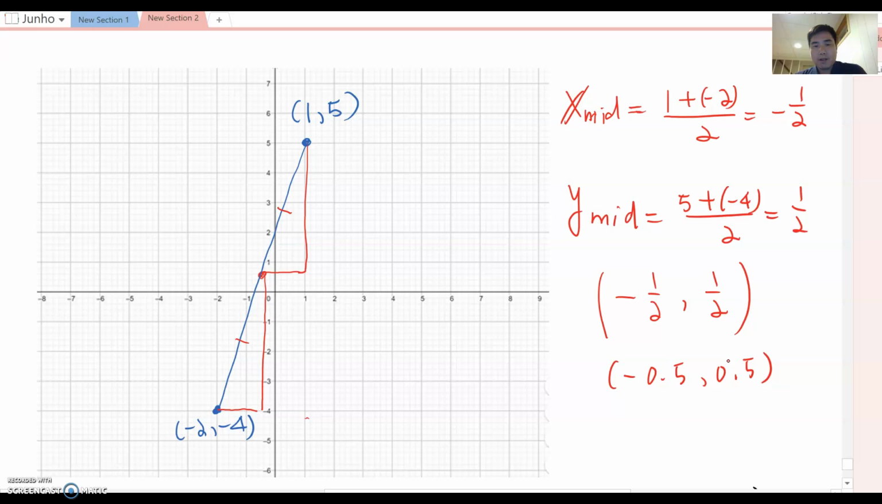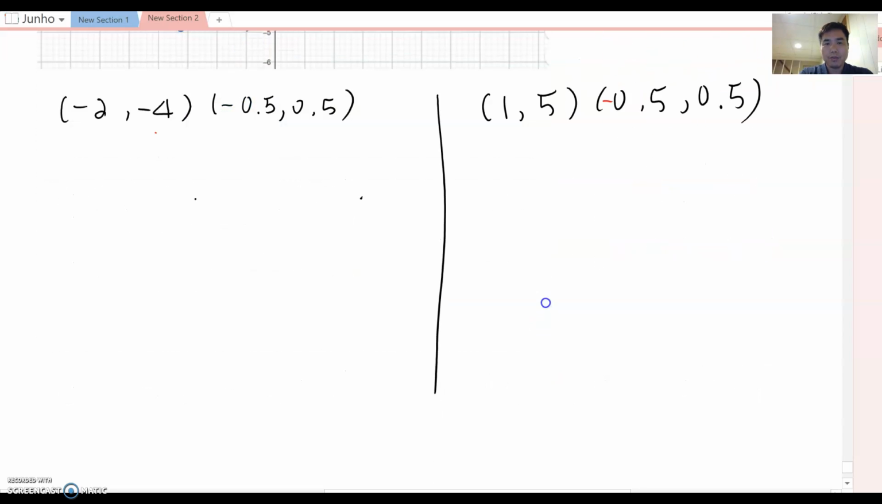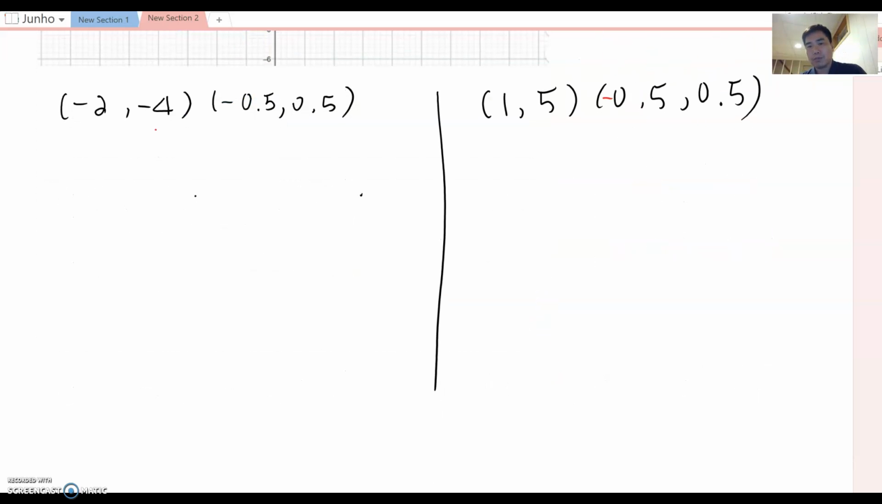Then let's check whether they really have the same distance. If they do, then we can finalize and confirm this is the correct midpoint formula, right? Okay, so I provided it below here. I already made 2 columns and computed the distance between these 2 points. Okay, so we'll try the left side first.